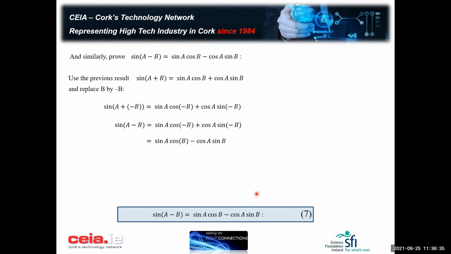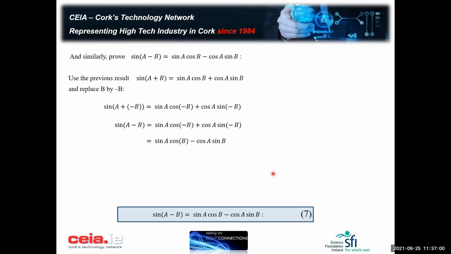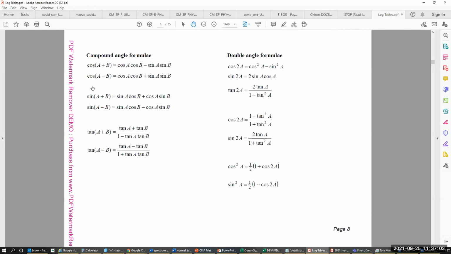And last of all, the sine of A minus B. In the original formula, we just replace B by minus B. And again, note that the cosine of minus B is the cosine of B, and the sine of minus B is minus the sine of B, which gives us that final formula. Those four results are grouped together here in the log tables, so you should know that they exist and know where to find them in the log tables.